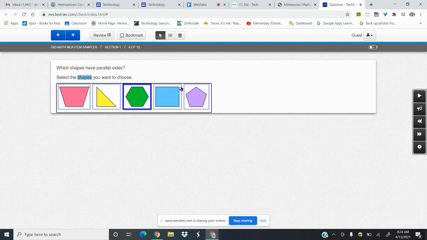This side is parallel to the bottom. This side is parallel to the left-hand side. The right and left-hand sides of this rectangle are parallel. I would say that is correct. These sides here, there are no sides that are parallel to each other on any of this shape either. So I would say these are your two answers. I'll click on bookmark just to come back to that one.